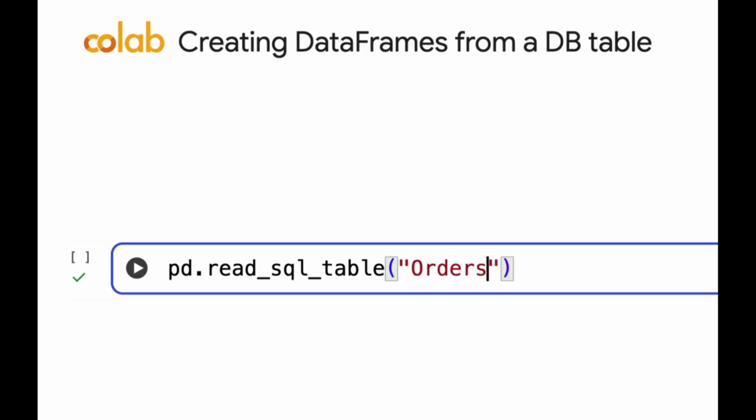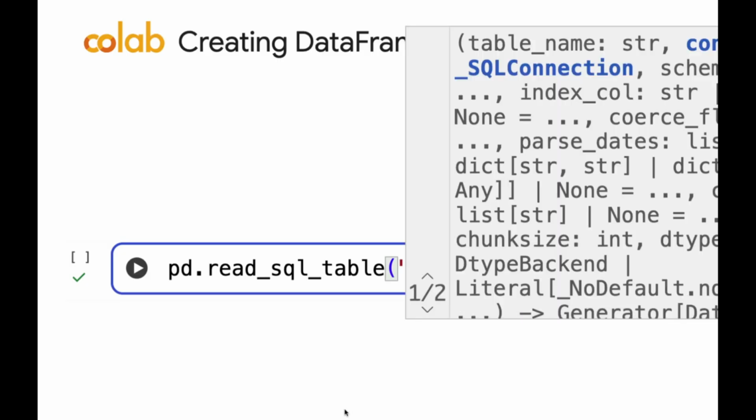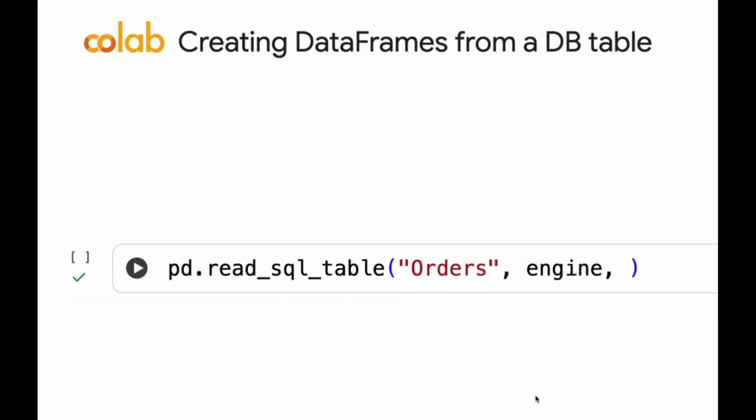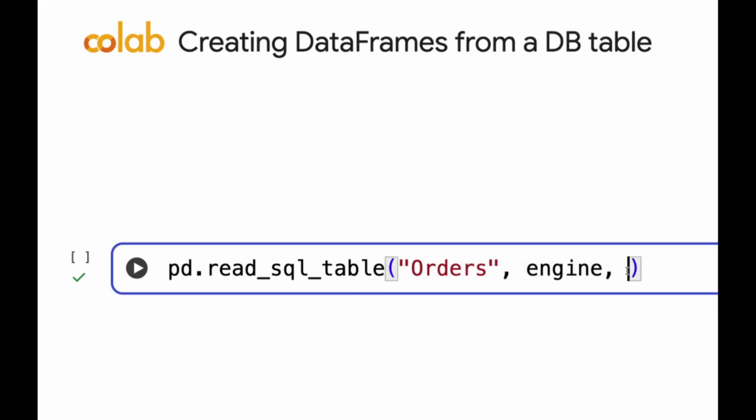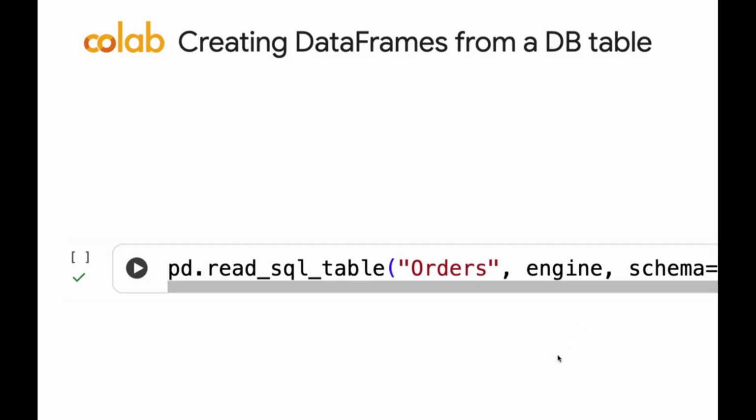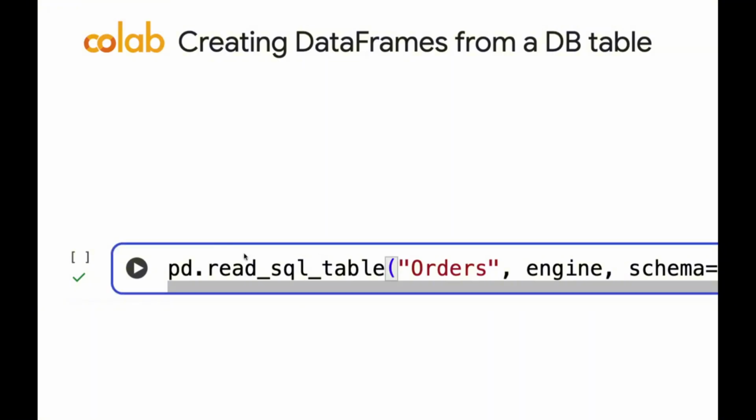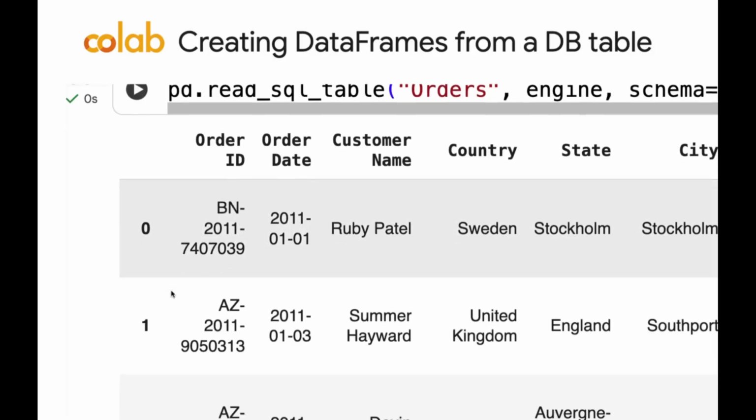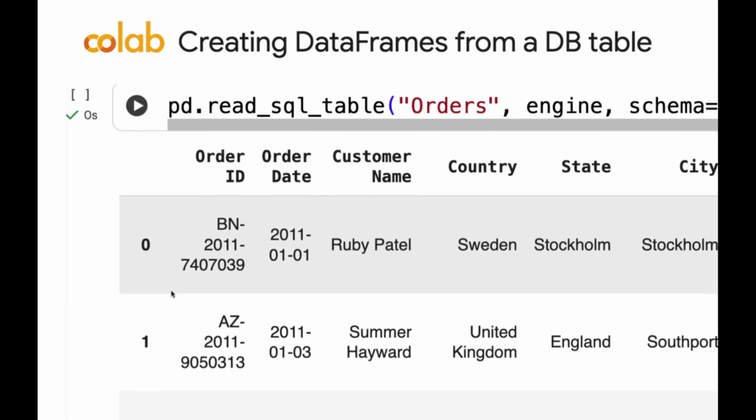Okay. And then the second argument will be the engine. We just enter engine because that's the engine we created. Okay. And the last one is to specify from which schema we want to get the table. So it's public. Okay. And then let's see what we have. So let me run this command. It doesn't take long, but as you can see, we got a data frame, right?